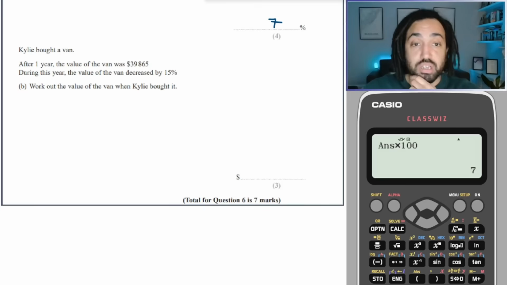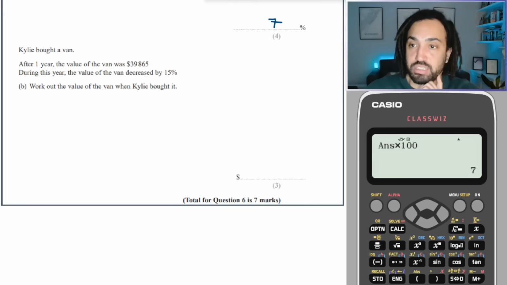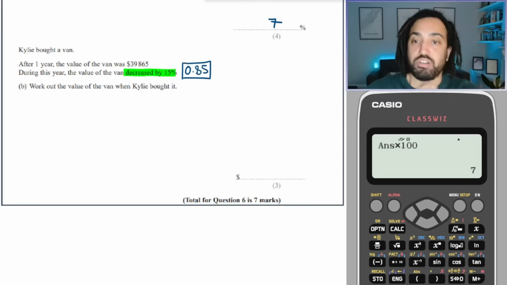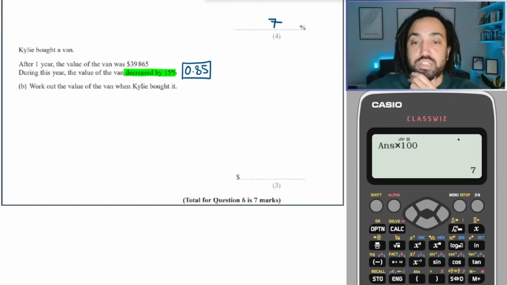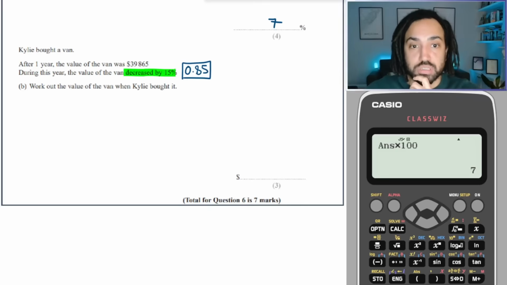Okay, Kylie bought a van. After 1 year, the value of the van was this much. During this year, the value of the van decreased by 15%. So the first thing I do, whenever I see that, I will always just write down what a decrease of 15% is, and it's 0.85. That's what I'm going to be using. So I'm not tempted to do something else.